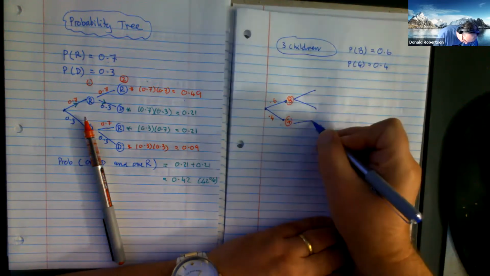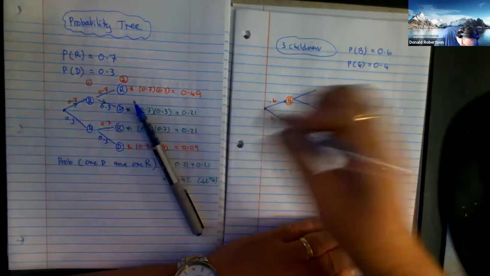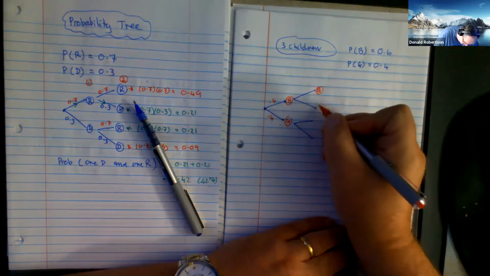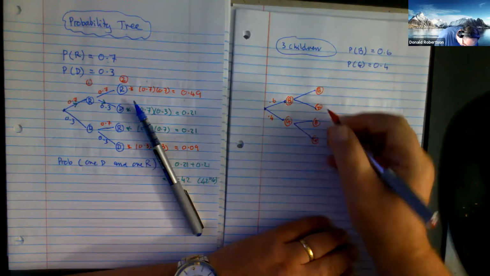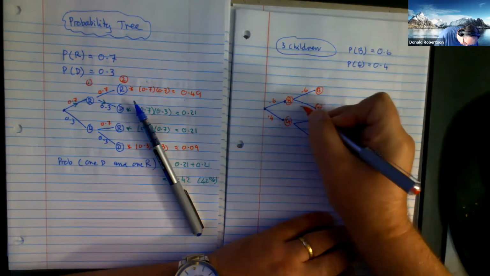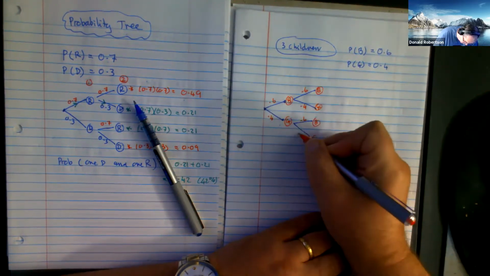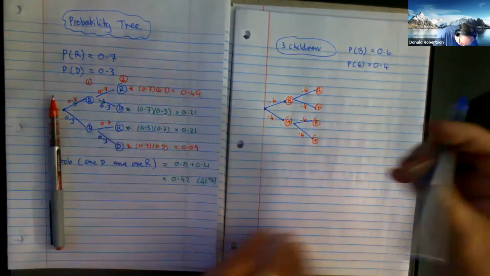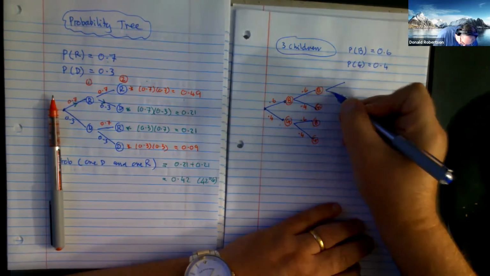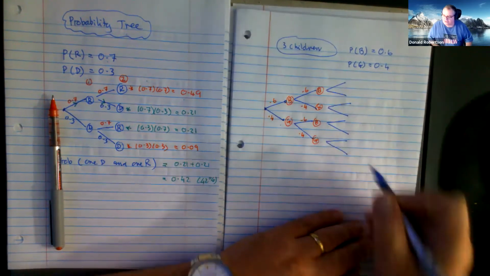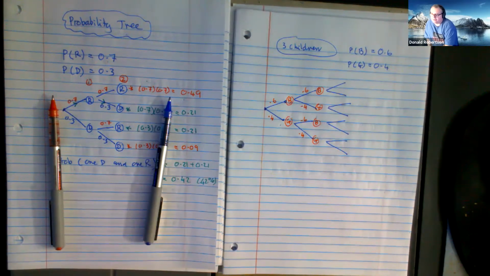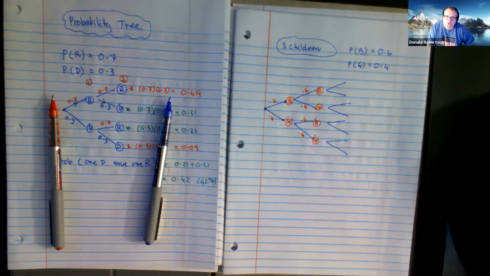And then you do the second child. And you go boy, girl, boy, girl. And it's still 0.6, 0.4, 0.6, 0.4. And one more time. Can you see that this tree diagram has physical limitations? Would you agree you wouldn't want to do it for 5 children? Right. So it's useful for small numbers, not really practical once it gets too big.